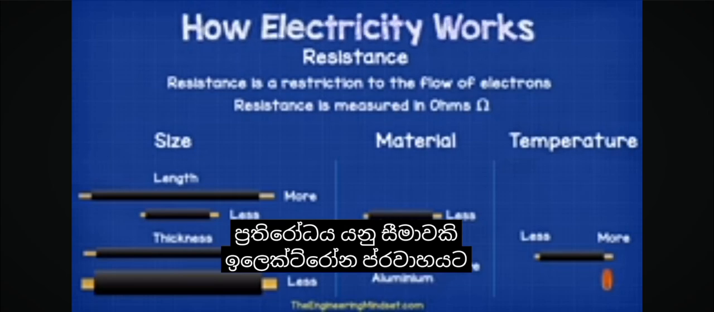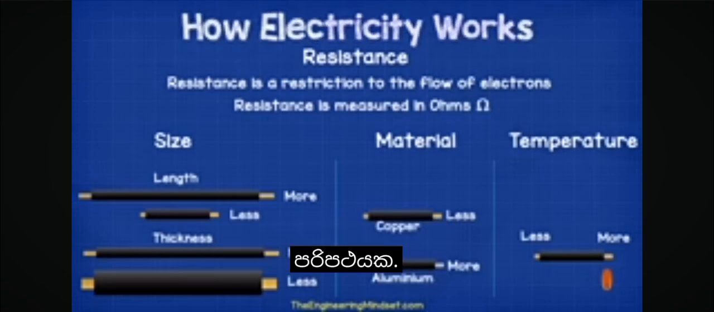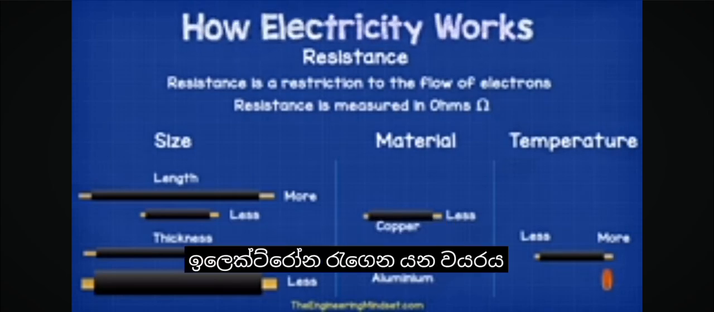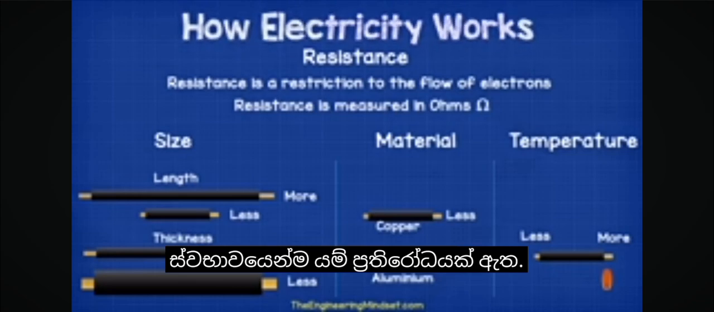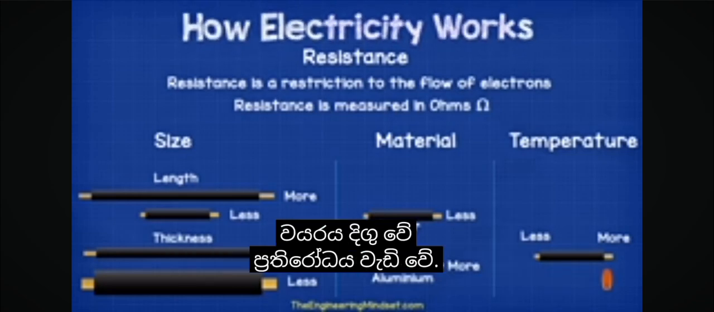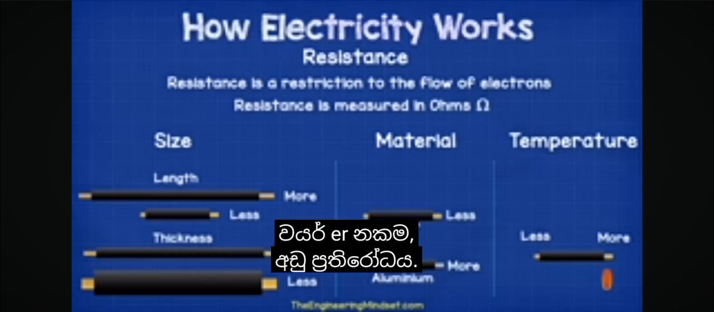Resistance is a restriction to the flow of electrons in a circuit. The wire which carries the electrons will naturally have some resistance. The longer the wire, the greater the resistance. The thicker the wire, the lower the resistance.